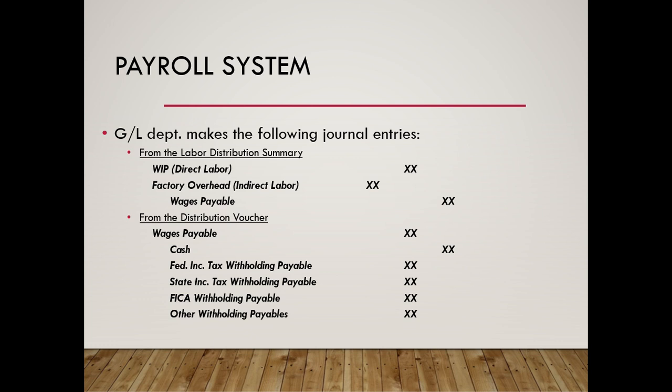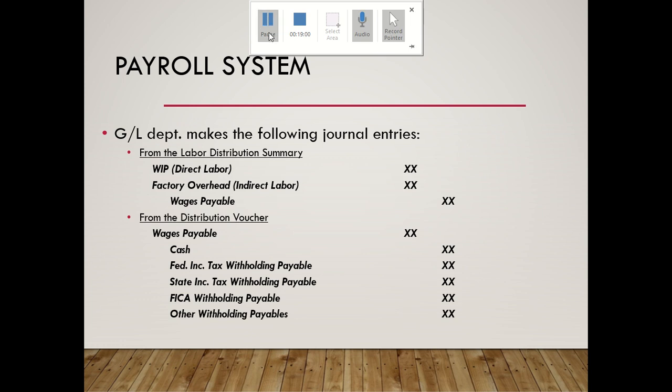Then, afterwards, once the voucher is distributed, GL receives the voucher from the accounts payable department. When that happens, reconciling the data, this will be the entry: debit wages payable, credit cash. Wait, let me just edit the entries. So, there. Debit wages payable, credit cash, and then the withholding taxes payable, if any.